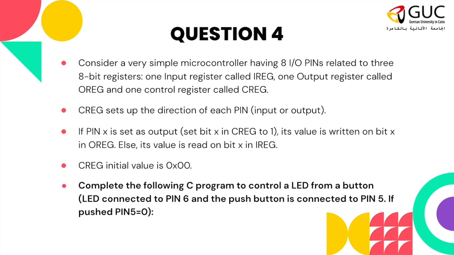Its value is written on bit X in O-reg, else its value is read on bit X in I-reg. So if I have pin X and I want to set this pin to an output, I set bit X in the CREG to 1. If I want it as an input, I set it to 0. If I want to read the data coming through pin X, I need to read bit X in the iReg. If I want to write data to pin X, I need to write the data to bit X in the OReg.